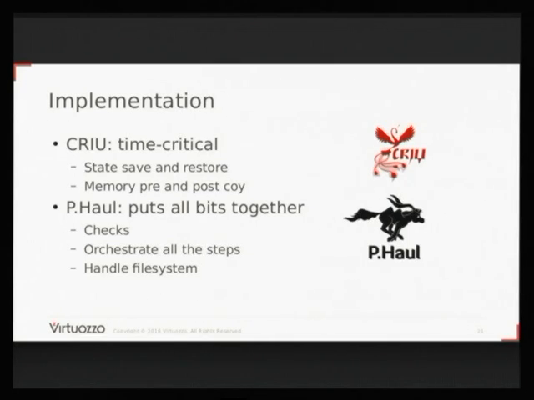And one feature that we have also put into P.Haul is handling the file system. If you have a shared file system between source and destination, that's simple. You do not have to do anything special about this. But if the file system is not shared, the file system should also be copied between nodes. It will make live migration longer, but yet again, there are ways to make this while the processes are frozen, thus still reducing the freeze time.